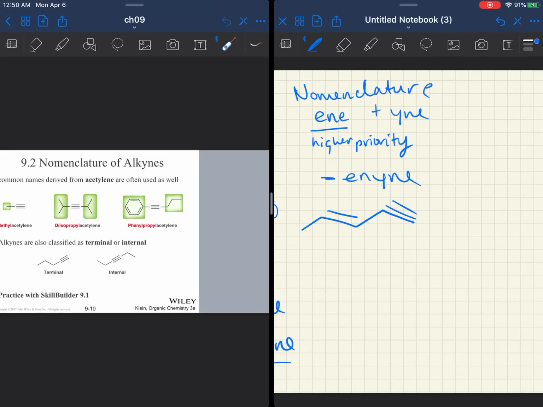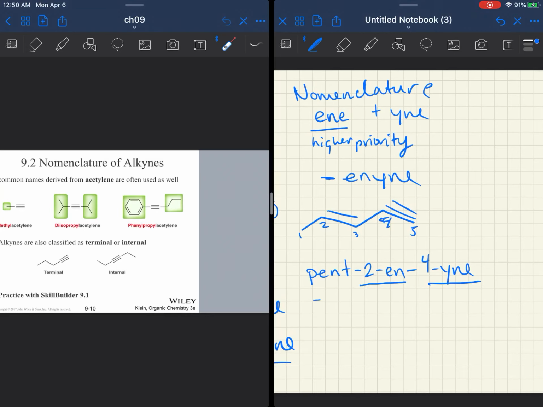But you have to number both of them, and I'll show you, this is where I do tend to put the numbers inside the parent. Let's say we have something like this. Because the ene is the higher priority, we would number to give the ene, 4, 5, the lower numbering possible. This would be based on pentane, but it would be a pent-en-yne. And this is where I would put the numbers for the double bond inside here. I have a 2-ene, 4-yne. Now, it's just en, not ene. It's not a big deal if you mess that up.